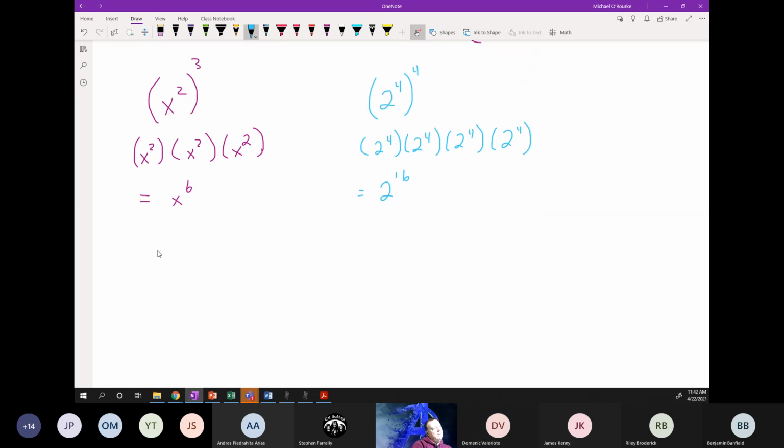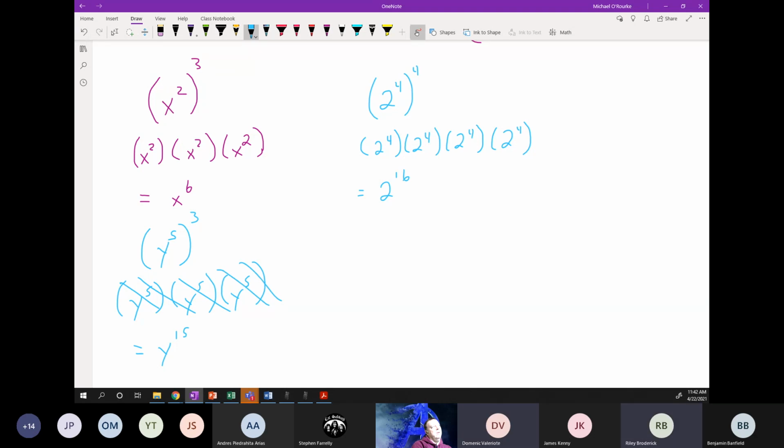Let's go y to the power of 5 to the power of 3. So that's going to be y to the 5 times y to the 5 times y to the 5. And that answer is going to be 5 plus 5 plus 5, which is y to the power of 15. So can someone tell me how to make a shortcut? How can we have no middle step?